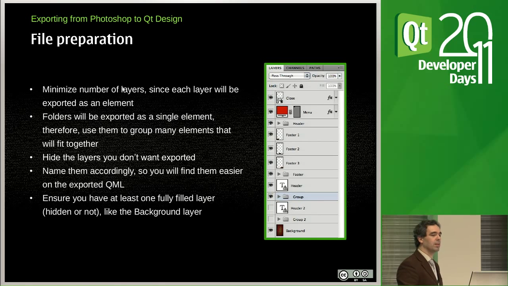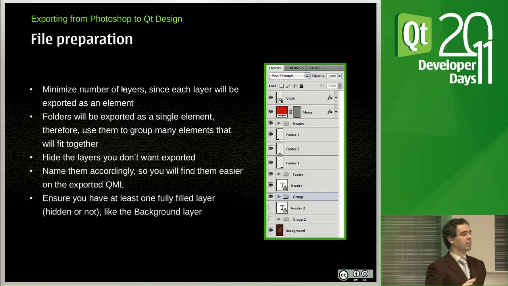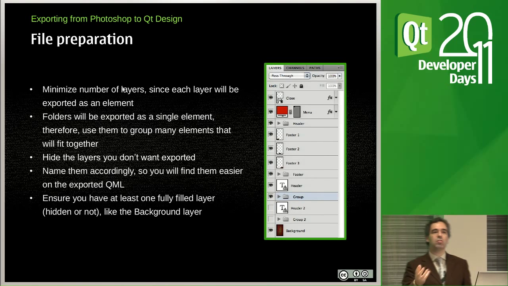Just a few things about the file preparation. Of course, you should minimize the number of layers, since each layer will be exported as an element. This is something interesting, and I think it was one of the things that helped me a lot while learning QML: the basic logic of a drawing and the basic logic of QML are basically the same. There's mostly a tree of elements that sometimes are nested, sometimes are individual, sometimes are at the root level, but it's pretty much the same thing.